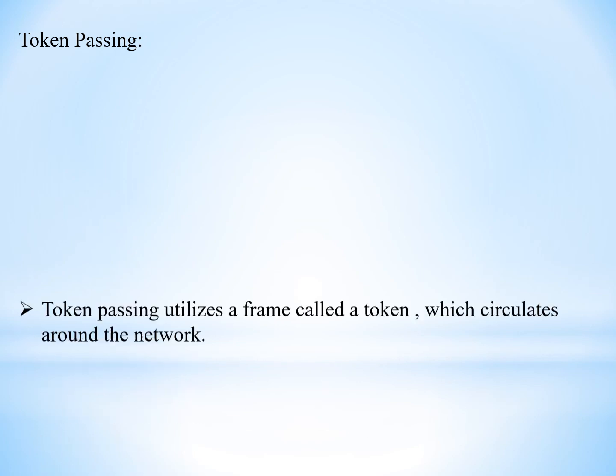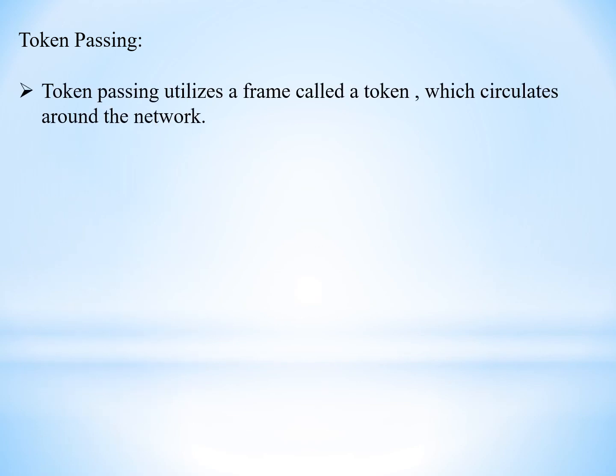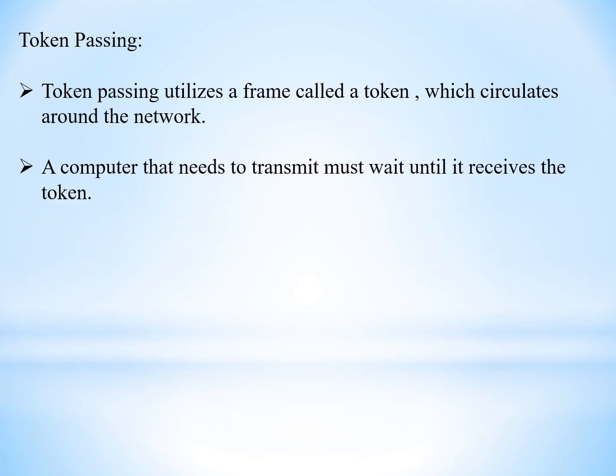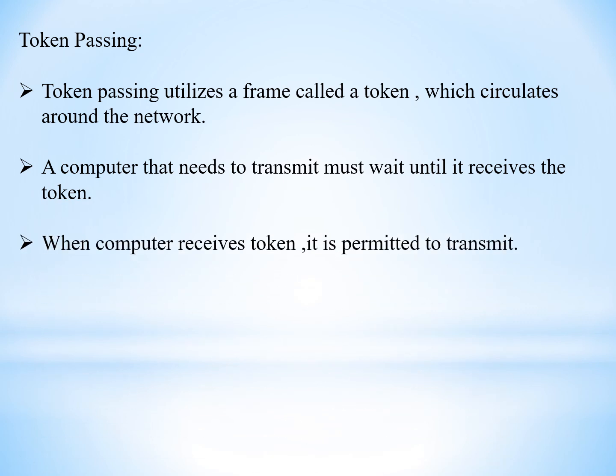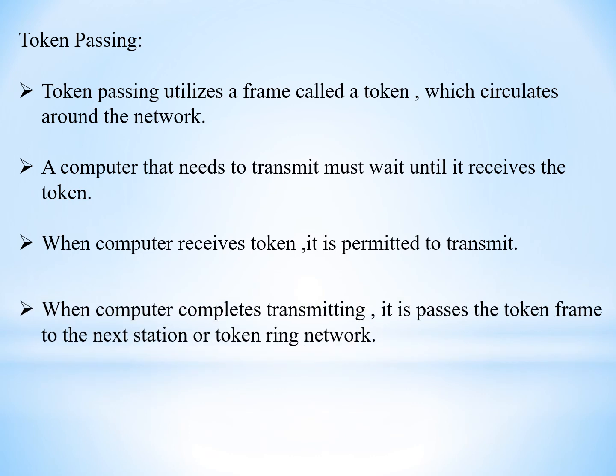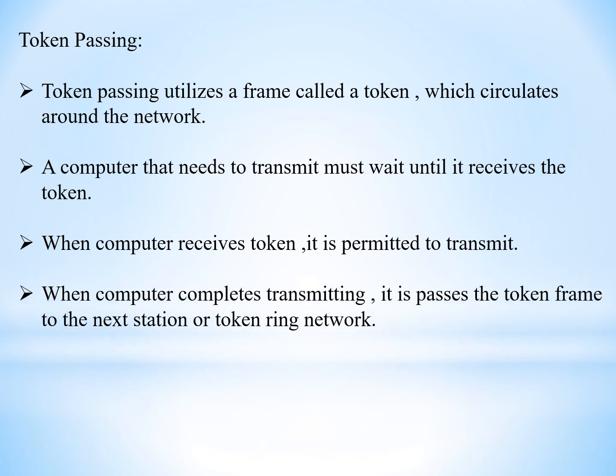Next comes the token passing. Token passing we have already elaborated in the network architecture. We have learned it in ring topology. So token passing utilizes a frame called a token which circulates around the network. A computer that needs to transmit must wait till it receives the token. When the computer receives the token, it is permitted to transmit. When the computer completes transmitting, it passes the token frame to the next station on the token ring network.